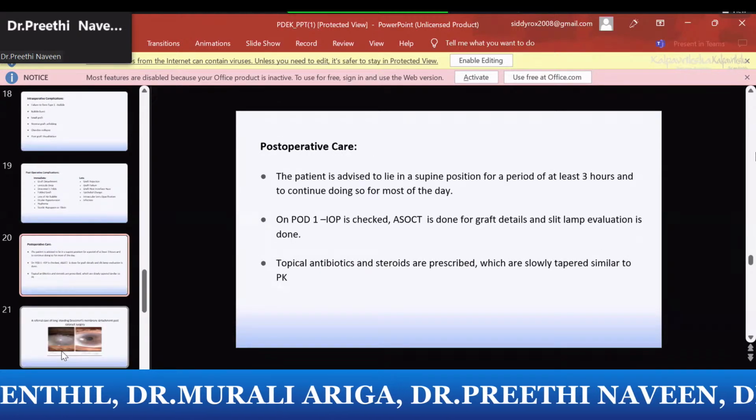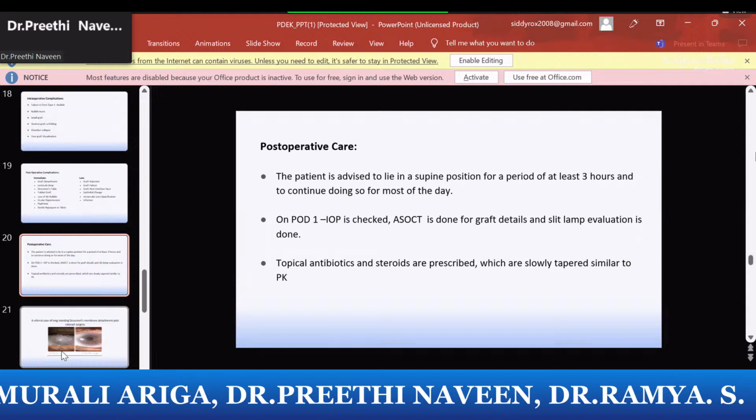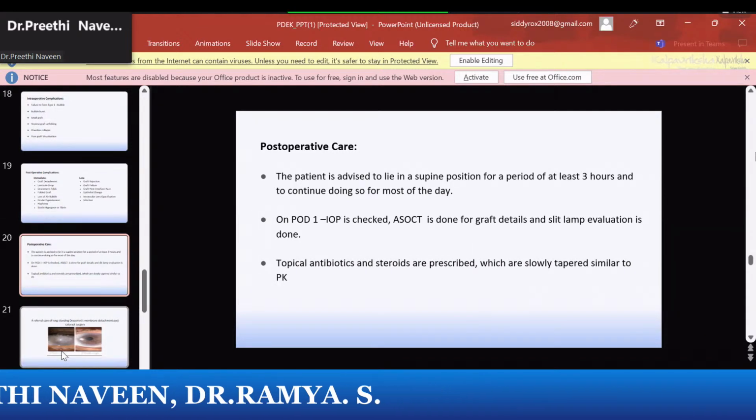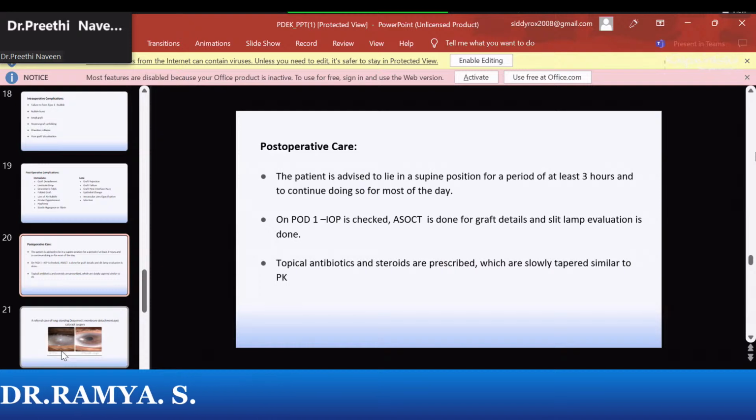Post-operative care, again, is typical after any endothelial transplant where you put in air. We would advise the patient to lie in a supine position so that the air is able to hold on to the graft.